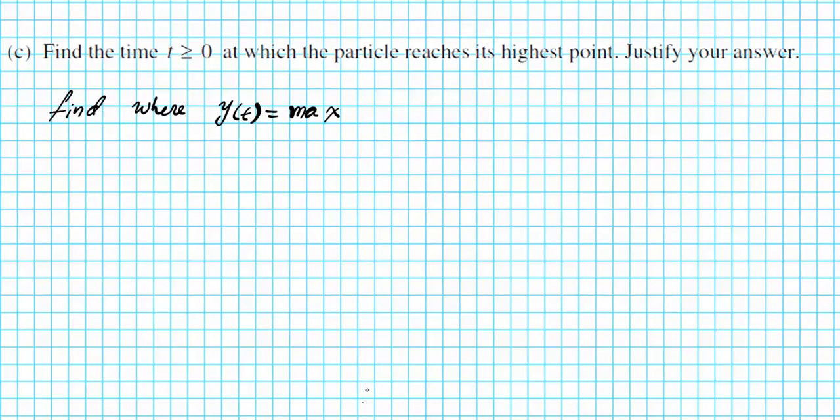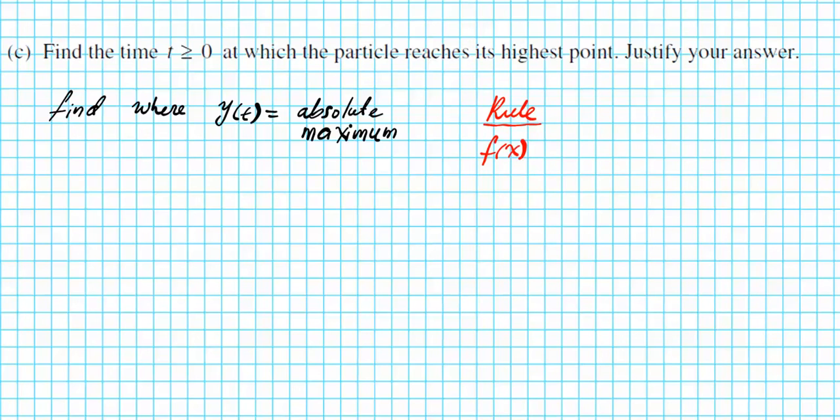Now, in this case, let's be specific here. It's not just a relative maximum. We're looking for where y of t is the absolute maximum. Local and absolute or global maximas are different. In this case, we're looking for the absolute maximum. Now, what's the rule for finding the absolute maximum? Let's go over the rule real quick.